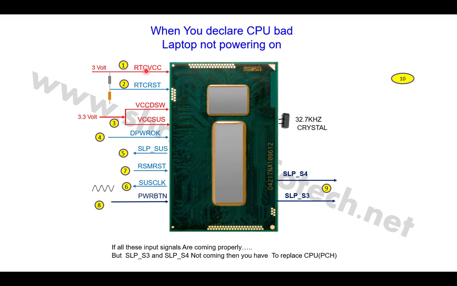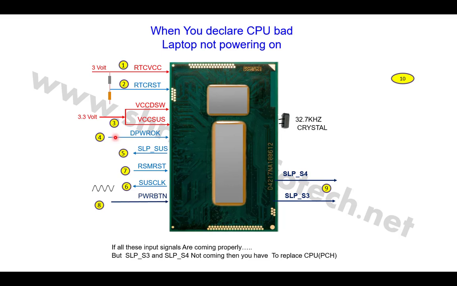First you have to check the RTC VCC, that is 3 volt, coming from the RTC CMOS battery. Then the RTC reset. This RC circuit, resistor and capacitor circuit, generates a delay, which is 3 volt. Then there are the two supplies, deep sleep wake up and suspend, called VCC DSW and VCC SUS. That will be 3 volt.